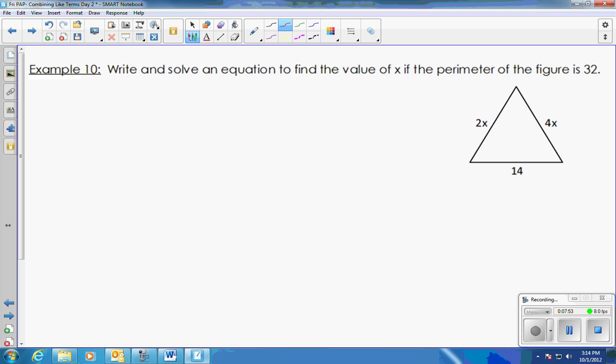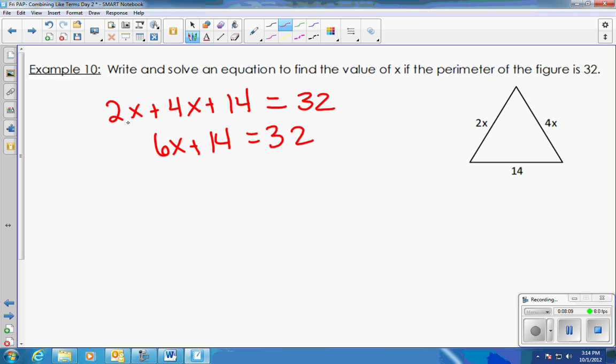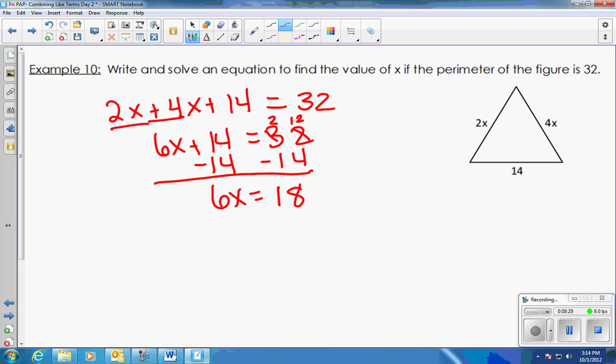Same thing, we're going to have the perimeter of this, which means we're going to take 2x, 4x, and 14 and add it together. Except this time, I know what the perimeter equals. 2x and 4x is 6x. Okay, and I usually underline them. Now I'm going to subtract the 14 from both sides. I'm going to have a 6x left over, and that's going to be, let me just do a little borrowing here, 118. Divide by 6, and x equals 3.